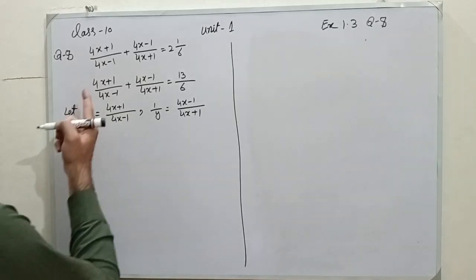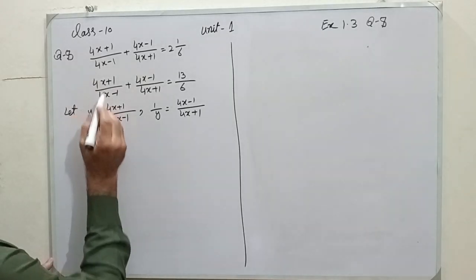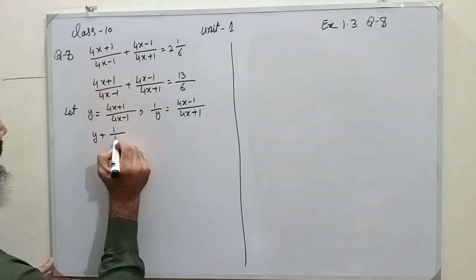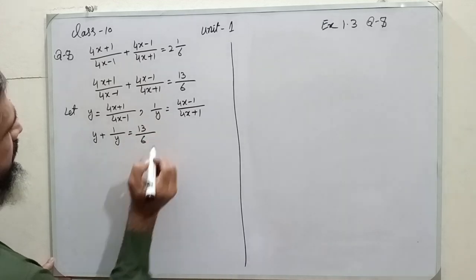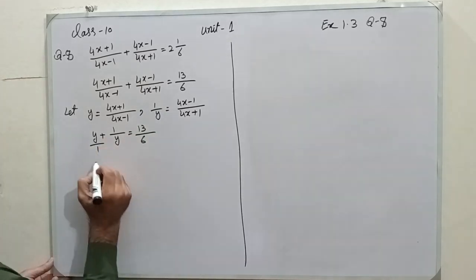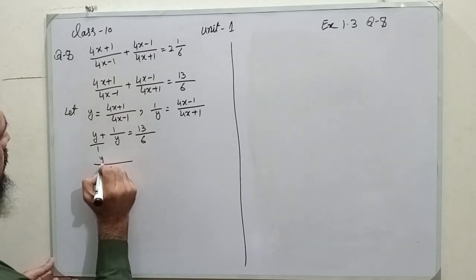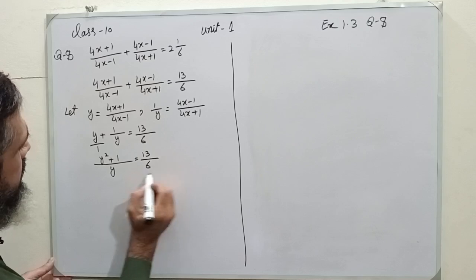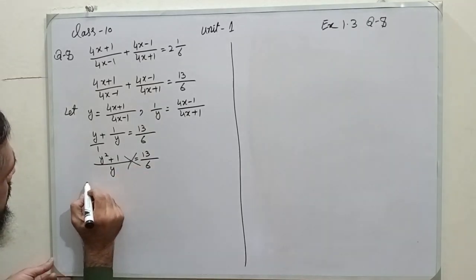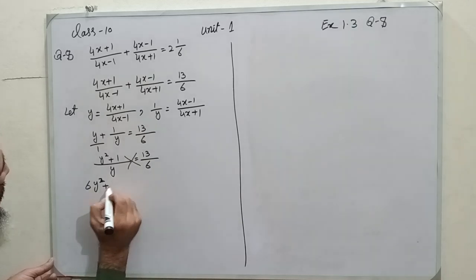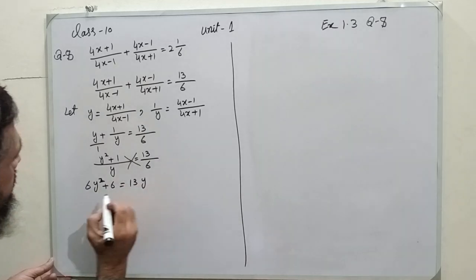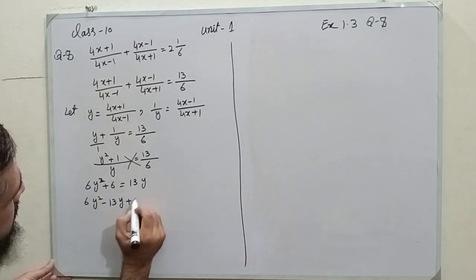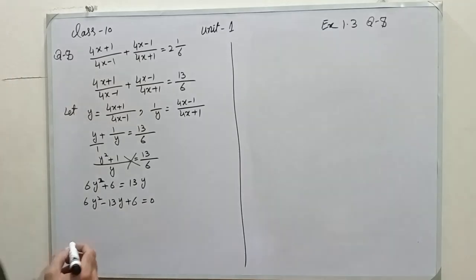So we replace y. Instead of here, this equation becomes y plus 1 over y is equal to 13 over 6. You can say here we'll take the LCM. Here y square plus 1 over y is equal to 13 over 6. We use cross multiplication method. Here 6y square plus 6 is equal to 13y. So 6y square minus 13y plus 6 is equal to 0.